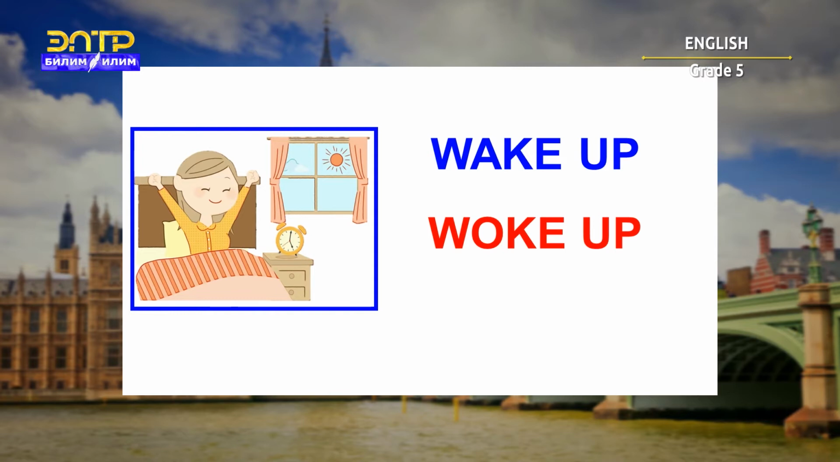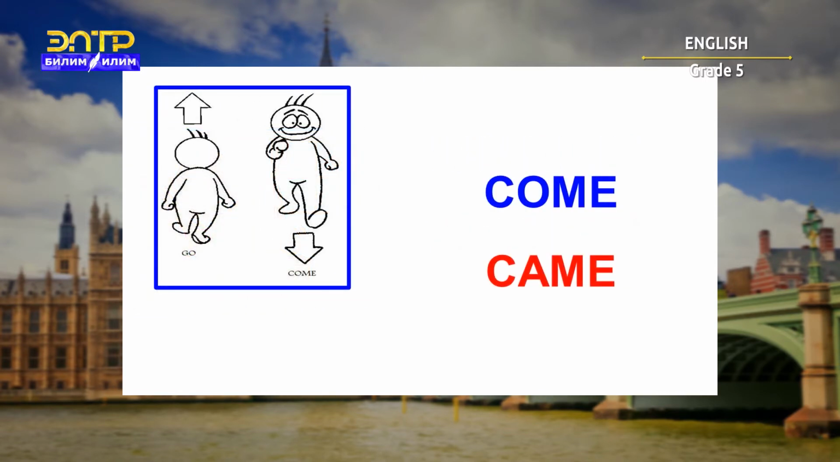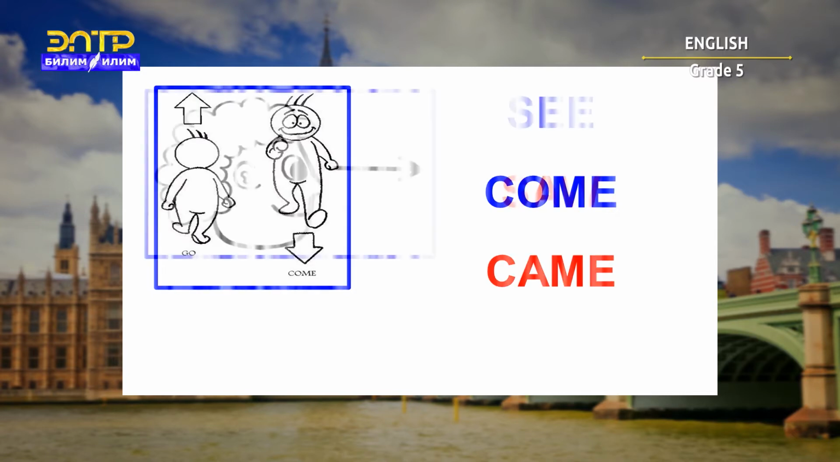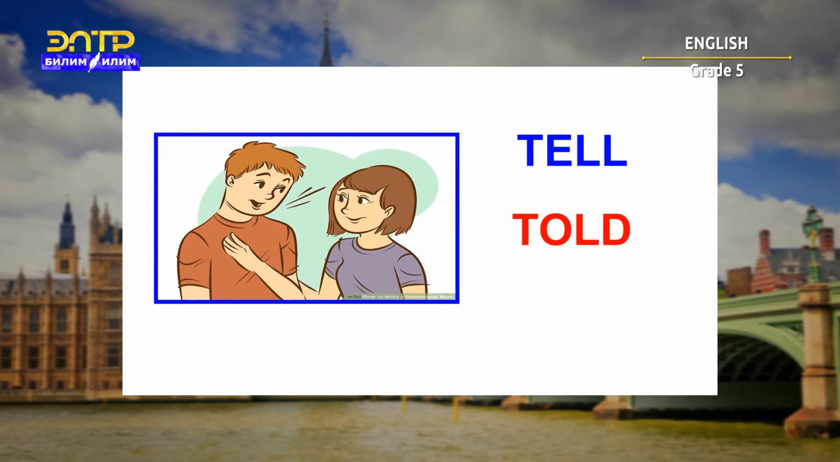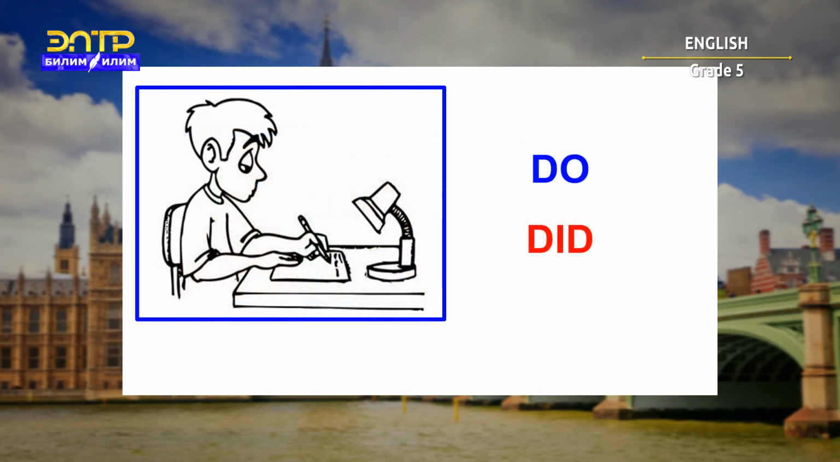The next one, wake up. I hope you know this verb. The past form is woke up. Come. In the past, it's came. The next one, see. And the past form of this verb is saw. The next, tell. In the past, use the form told. Do. For example, do a homework. So in the past simple, you should use the form did. Did the homework.